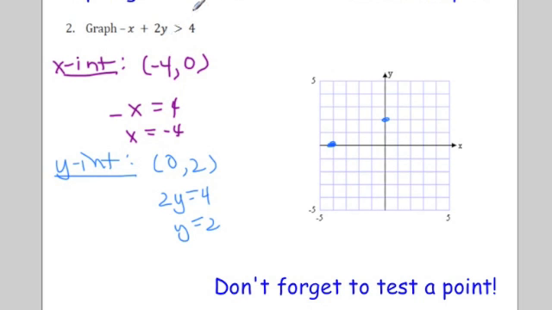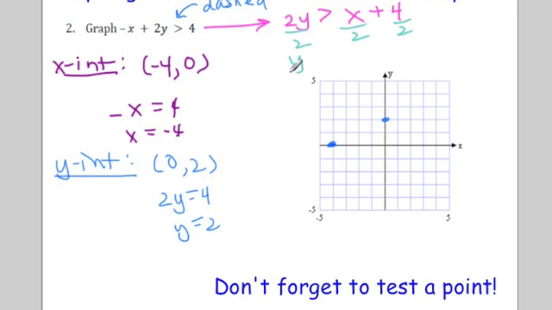This one is going to be solid or dashed. It's not equal to, so it is a dashed line. I could go ahead and put my dashed line in now, or your other option again would have been to find your slope. So I would add x to the other side, so I have 2y is greater than x plus 4, and then I would divide everything by 2. So y is greater than 1/2 x plus 2.